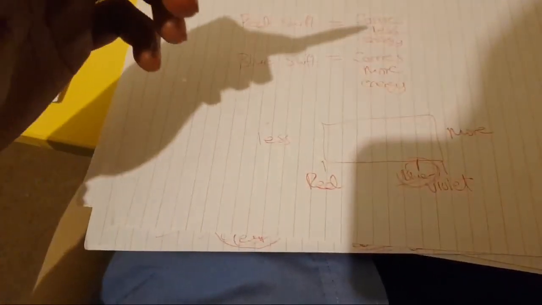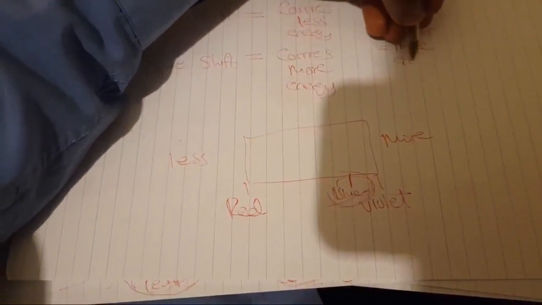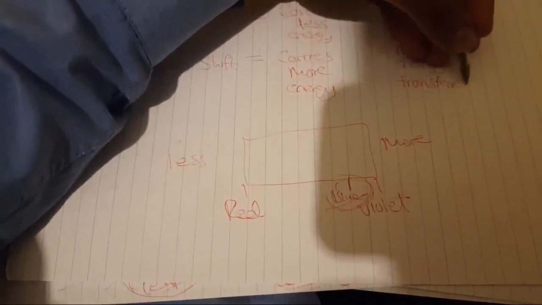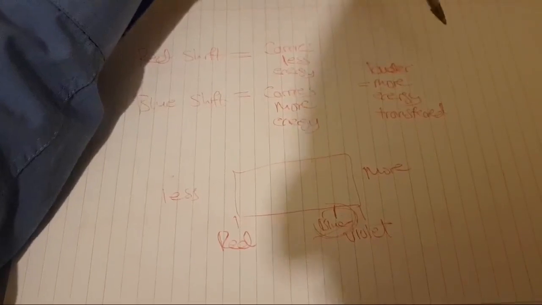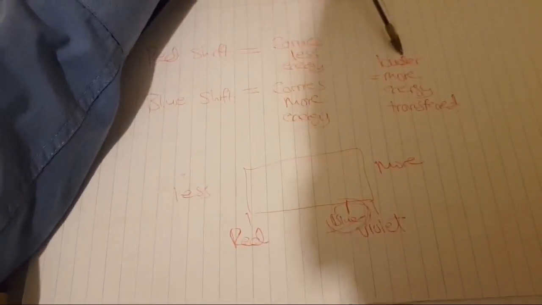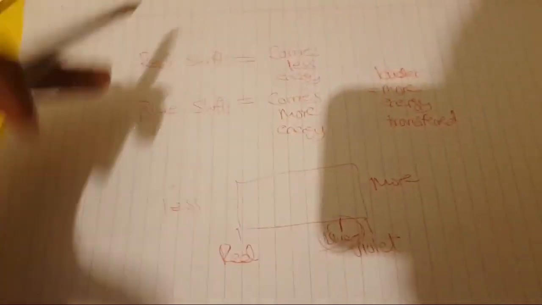So you just have to understand that this is more energy, this is less energy. Blue shift is when something comes closer to you because it's louder. Louder means there's more energy. So the time when the ambulance is the loudest is when it's closest to you, and therefore that's blue shift. When it's furthest away from you, it carries the least energy because it's the faintest. That's all you need to know.